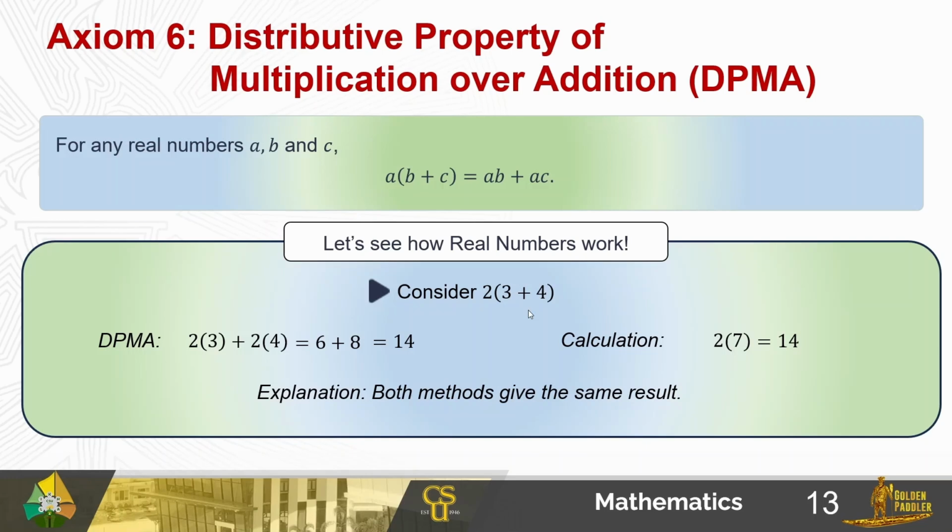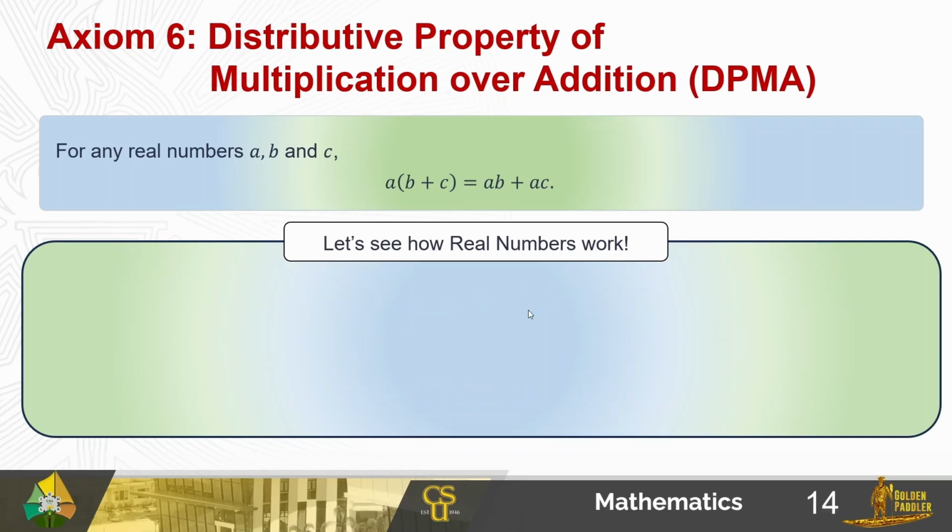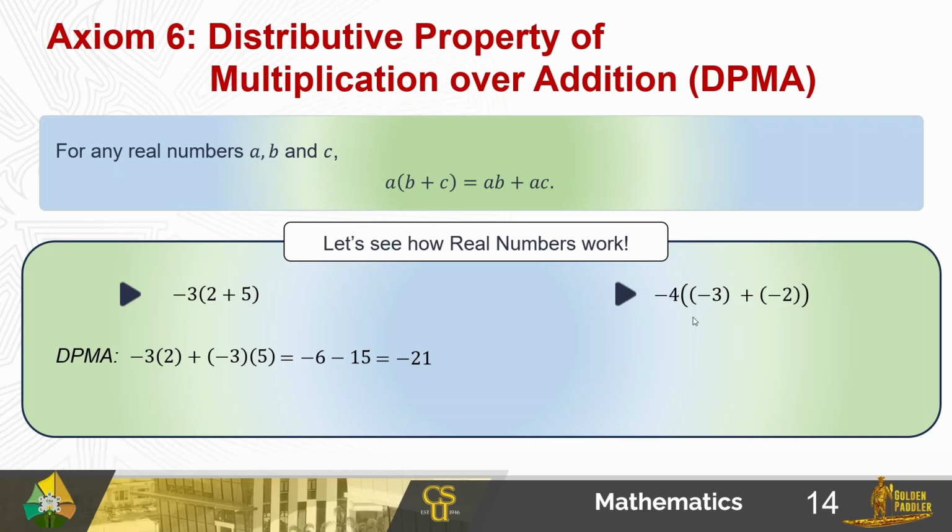So, the distributive property simply states that multiplying a number by the sum of 2 other numbers is the same as multiplying the number by each of the addends separately and then adding the products. Okay? So, let's give more examples. For example, if we have negative 3 times 2 plus 5. By the distributive property, it simply says that negative 3 times 2 plus the negative 3 times 5, which will give us negative 6 minus 15, which is again equal to negative 21.